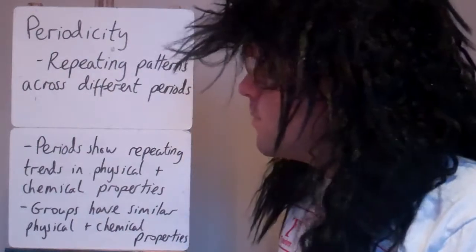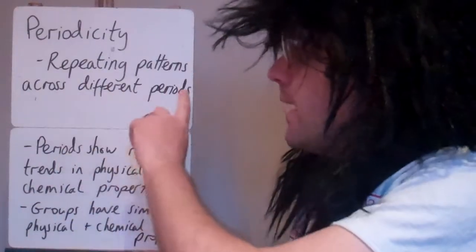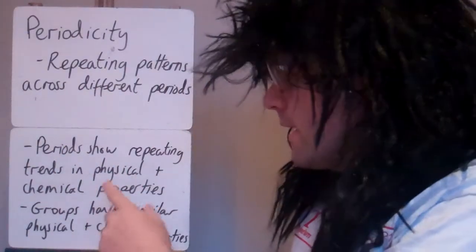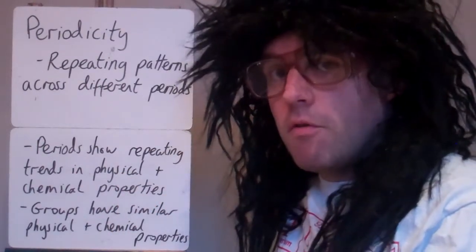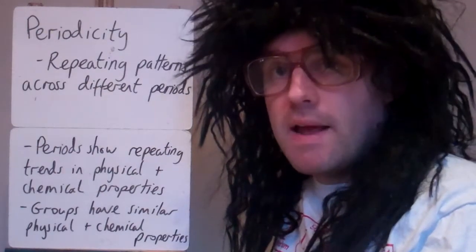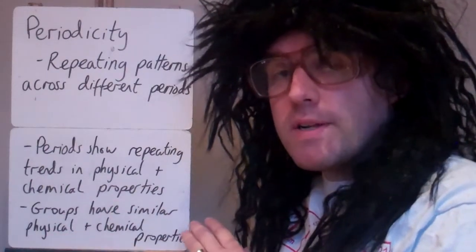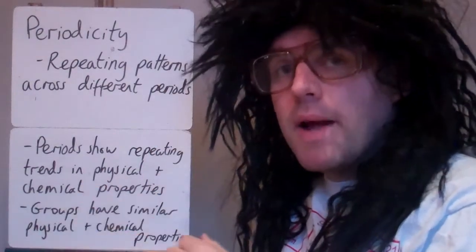Okay, this topic is periodicity. Periodicity is a definition you need to know: repeating patterns across different periods. Those could be patterns in chemical or physical properties. Chemical properties are the way of the reactions, and physical properties are about the melting and boiling points of the different elements. As you go across a period, which remember is a row in the periodic table, it doesn't matter which row you go down, you see the same type of patterns.